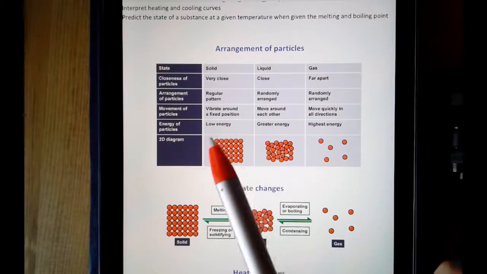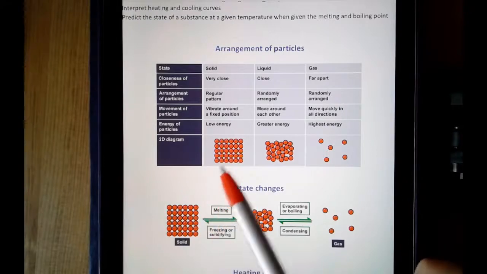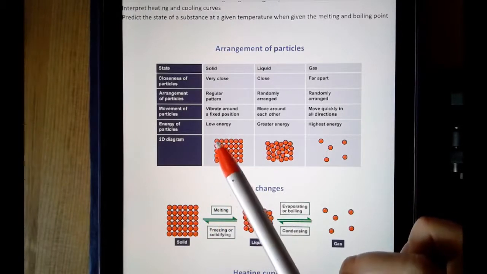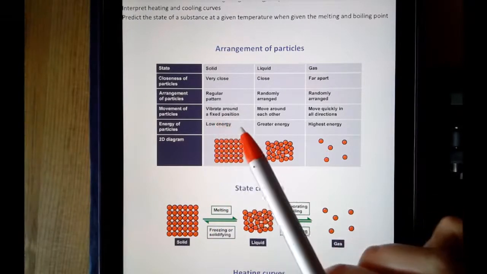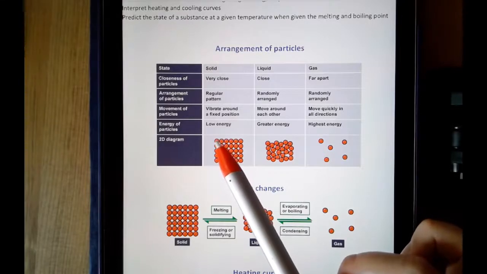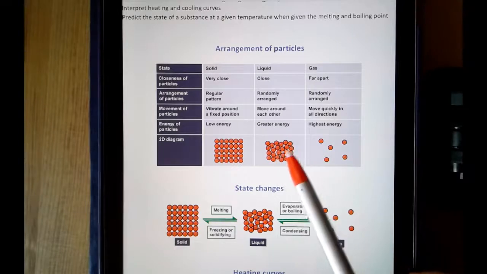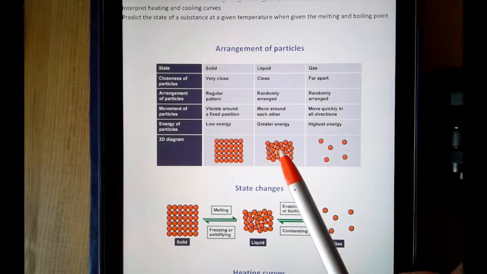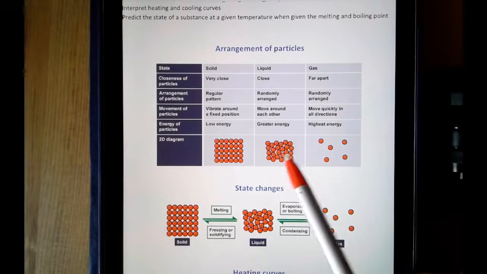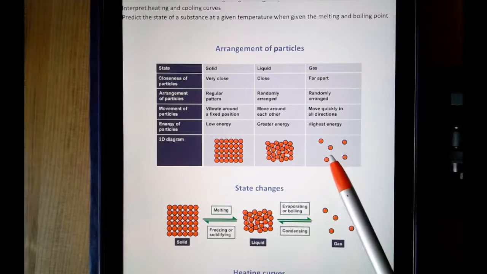In terms of the movement of particles, in a solid, because they're so tightly packed, they can't move freely, and instead, they just vibrate around a fixed position. Okay, so they vibrate in a fixed position, meaning they don't move from their position, they just vibrate. In a liquid, those particles can move around each other. They can't just move freely wherever they want. They are restricted by the fact that they're still in contact, but they can move around each other. In a gas, because the particles are so spread out, there's no restrictions on their movement, and they can move quickly in all directions.